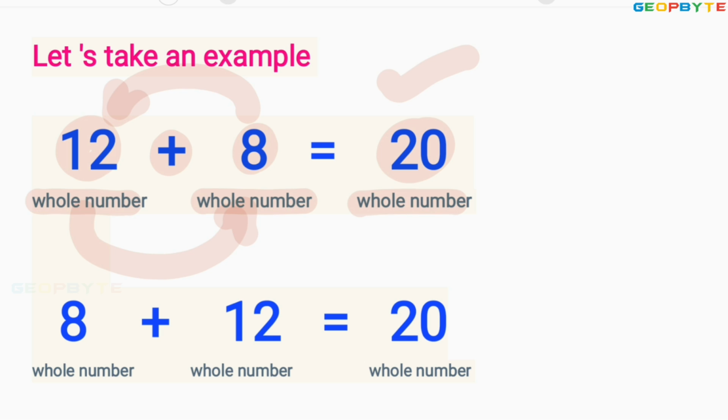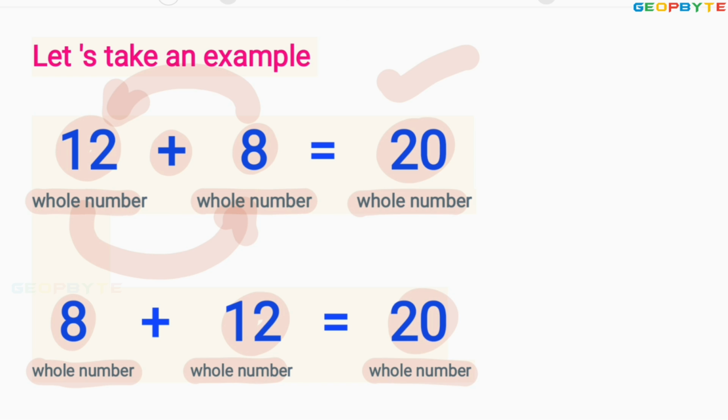Now let us interchange the 8 and 12. Instead of 12 plus 8, I wrote 8 plus 12. 8 plus 12 is how much? 20. Here 8 is a whole number, 12 is also a whole number, and 8 plus 12 is also a whole number. Therefore, I can conclude that the whole number is said to be commutative under addition.